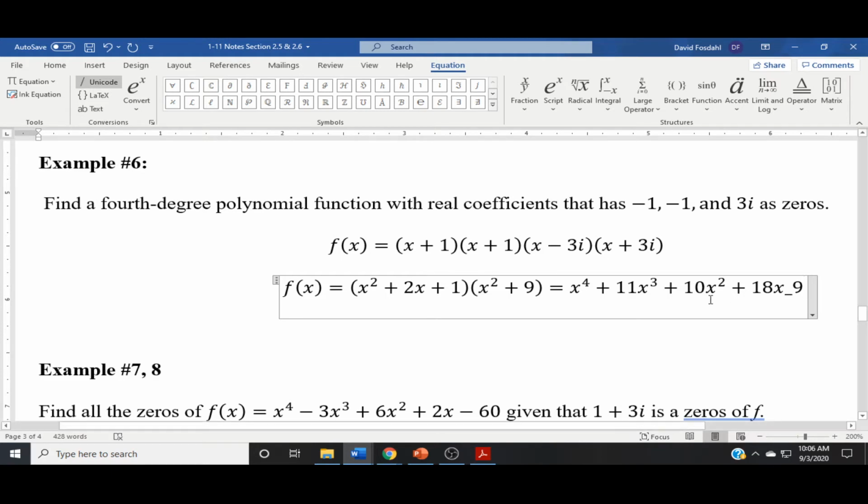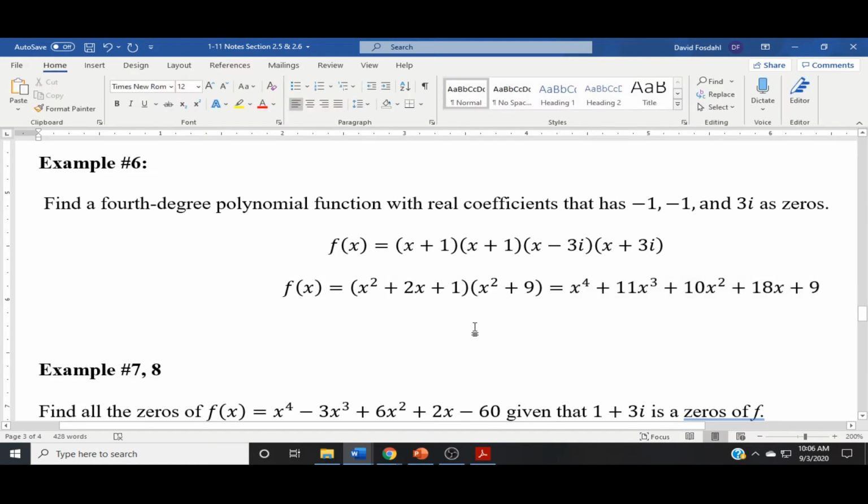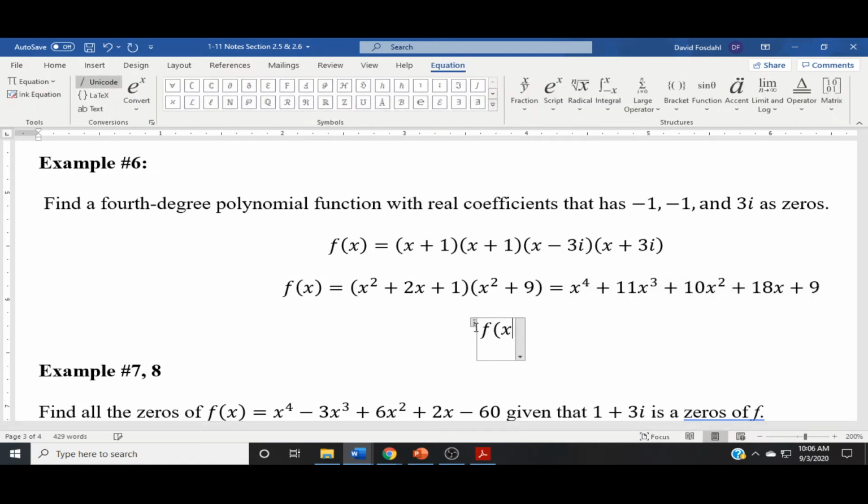Okay, that should be appropriately correct. Yep, that looks correct. So this should be plus 9. Okay, so this is our final answer. So if we were to write it out, f of x equals x to the 4 plus 2x cubed plus 10x squared plus 18x plus 9. Okay?